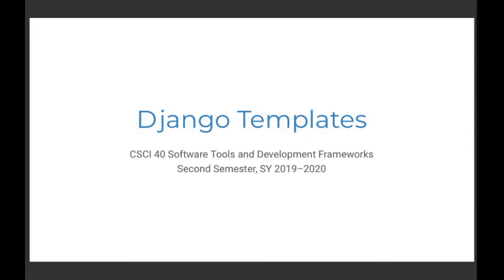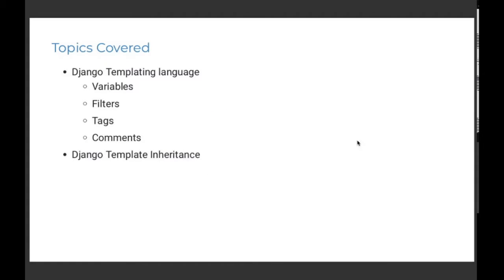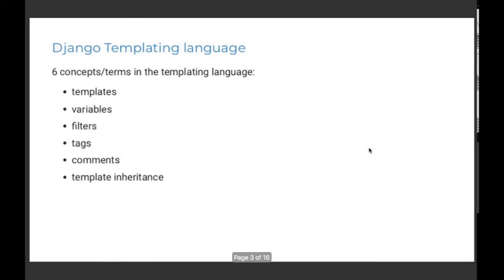Hey everyone, in this video we will be talking about Django templates. I will be discussing just the terminologies in terms of Django templates for this video, but in the next couple of videos we will be implementing something. So Django templates, we're going to talk about variables, filters, tags, comments, and the concept of template inheritance. Again: templates, variables, filters, tags, comments, and template inheritance.